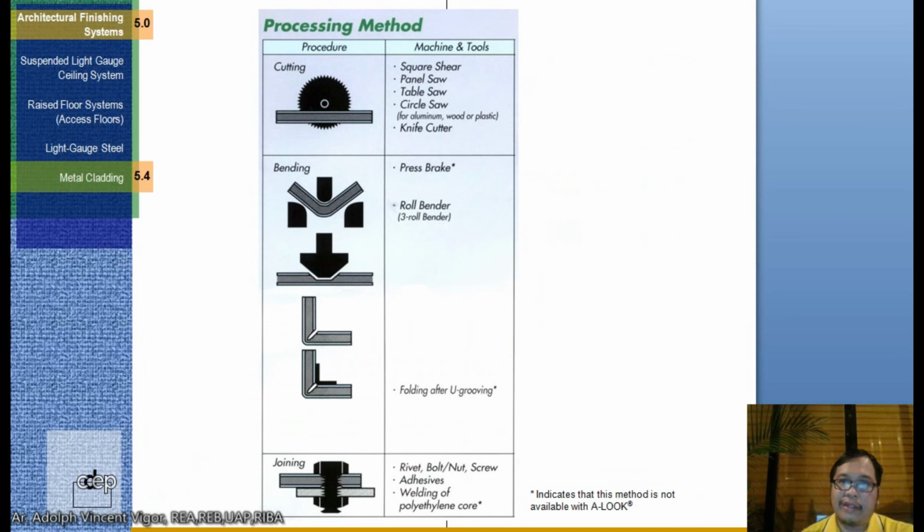Okay, so the processing method is cutting. You're using a square shear, panel saw, table saw, circle saw, or knife cutter. Then you're going to bend it using a press brake or a roll bender. Then you're going to join using a rivet, bolt, adhesive, or welding of the polyethylene core.